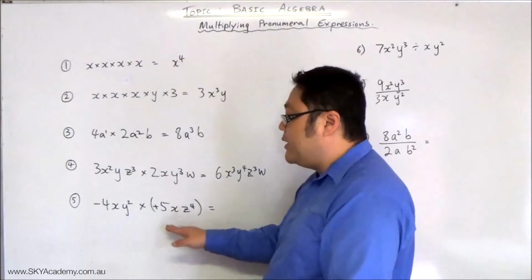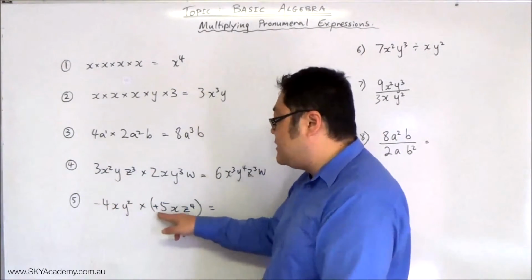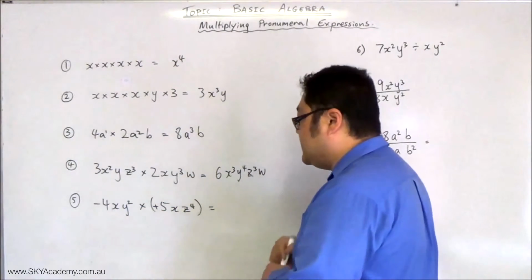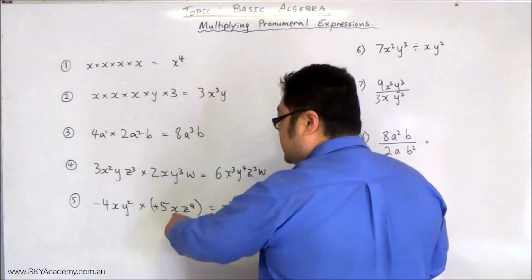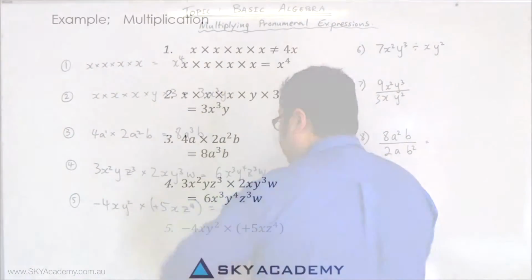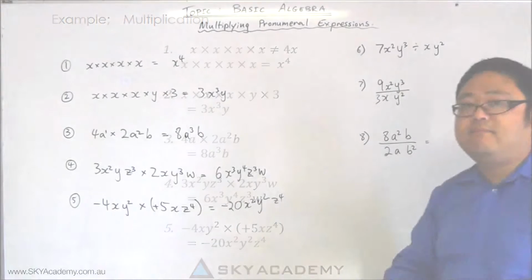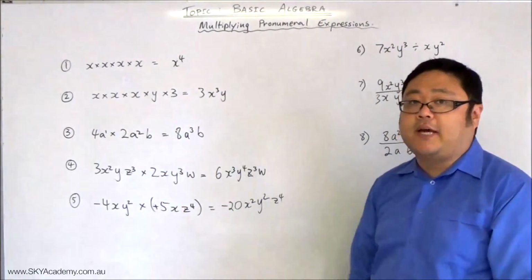I've just added this one in because this time our coefficient is negative and this time our other coefficient is positive. Negative times positive is negative. So it's negative 20. X times x is x squared. Y squared, z to the power of 4. Have we left anything out? No. Okay. So that is how we do multiplication.